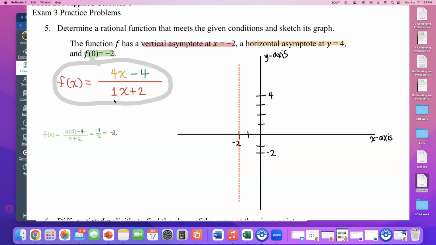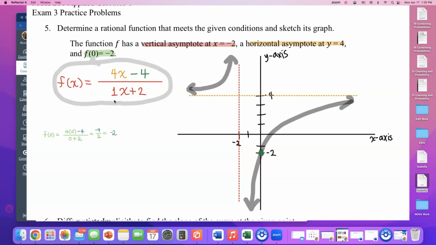Now next, I need a horizontal asymptote at y equals 4. So at y value of 4, I'm going to sketch a horizontal line. Okay, so I got that. Now, last condition was to have a point at 0, negative 2. So here's my point at 0, negative 2. All right, I know the graph will look like this. To the right, go down, get really close to that vertical asymptote, and I'll have a piece like that right there.